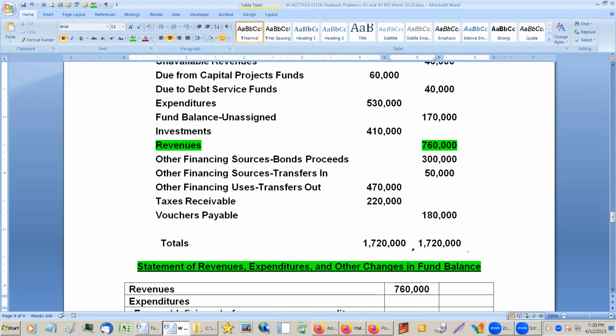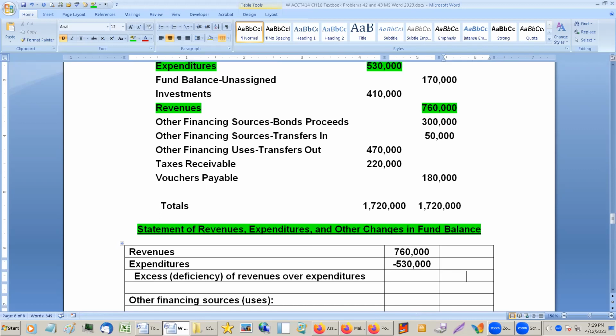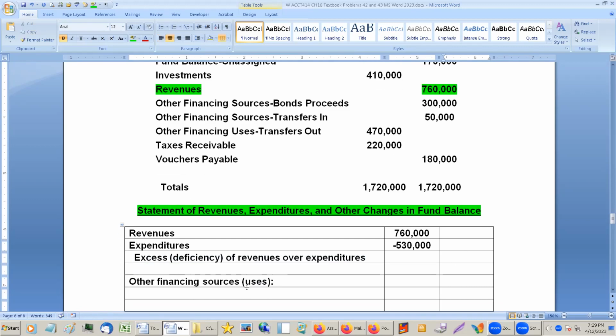And what do we have in the expenditures? 530. So this is money going out, so I put that as a negative. And again, this expenditure says everything. This is buying equipment, paying salaries, buying buildings, making a bridge. Okay, so this excess deficiency of revenues over expenditures is sort of like our gross margin, gross profit, something like that. It's kind of a stopping point before you figure out the rest of this.